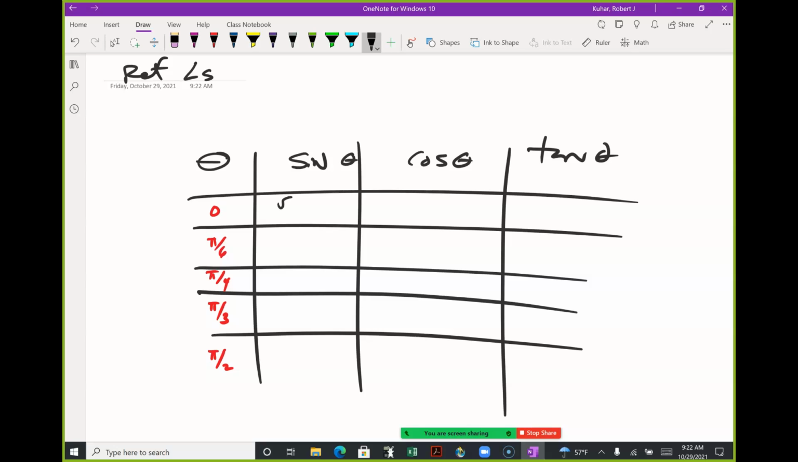Square root of 0 over 2, square root of 1 over 2, square root of 2 over 2, square root of 3 over 2, square root of 4 over 2. And some of those simplify, of course. I get a 0 here, I get a 1/2 here, and I get a 1 here.